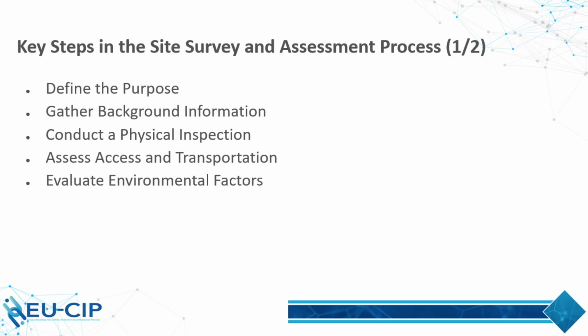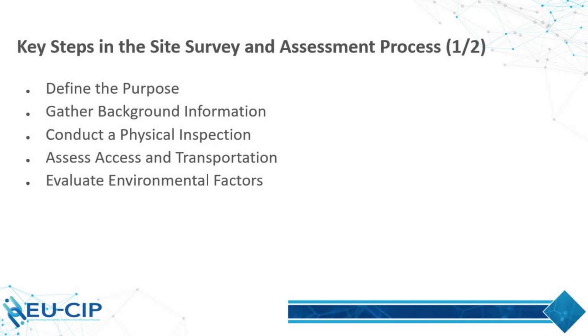2. Gather background information. Collect all available background information about the site, including property ownership, previous land use, soil conditions, and any existing infrastructure. This information can be obtained through public records, interviews, or existing site reports.